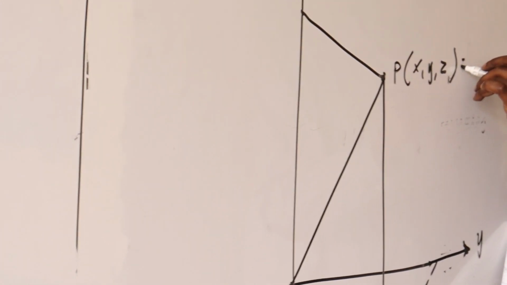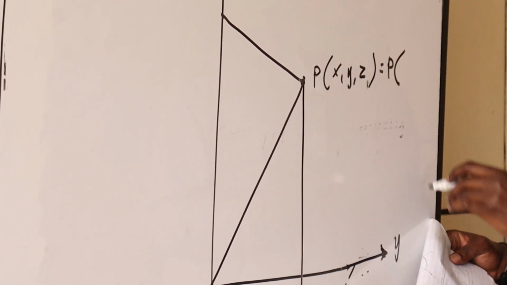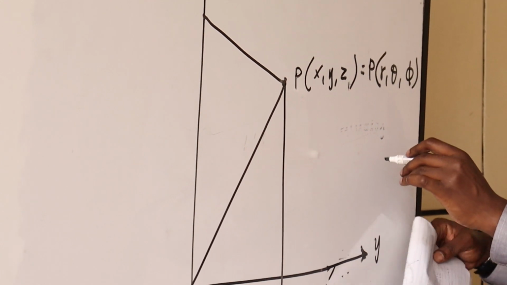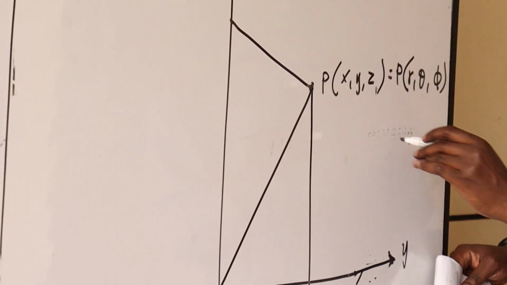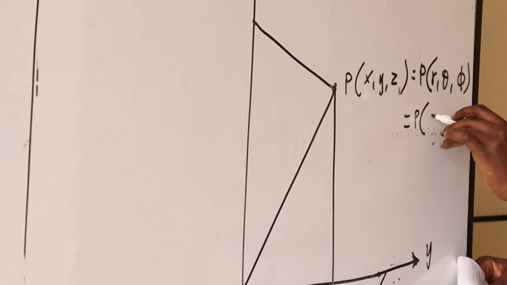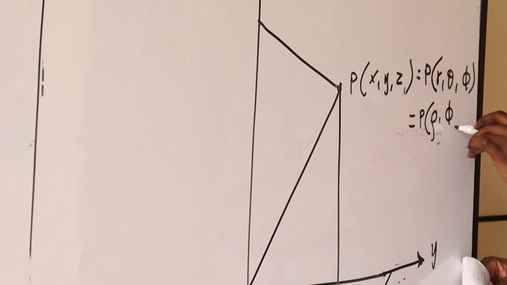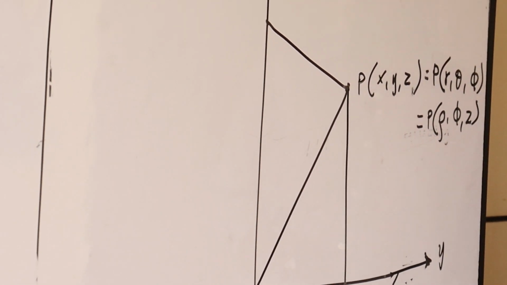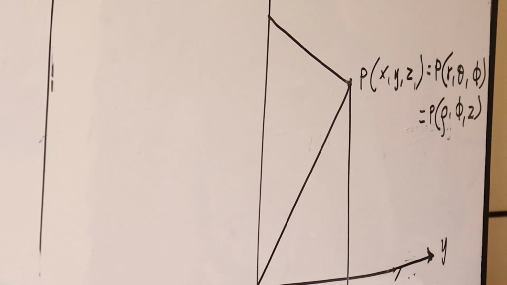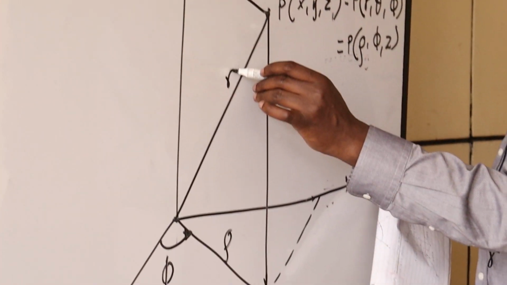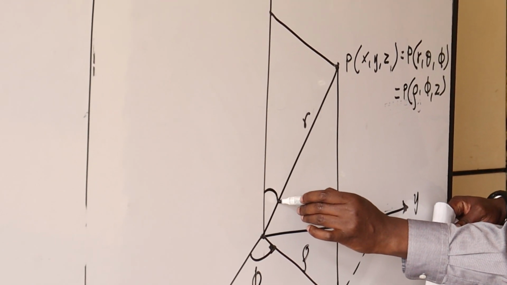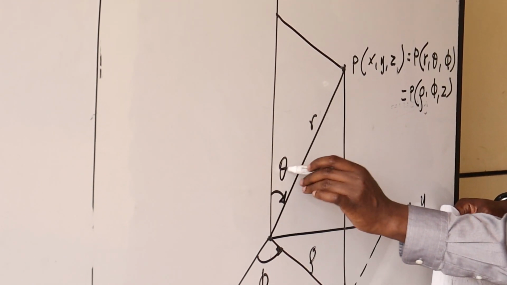coordinates, which is still P in r, theta, phi coordinates, which is still P in rho, phi, and z coordinates. So we have that as being rho. This should be the radius now of the sphere. Then this is the angle that the sphere makes with that point. We are also calling that our theta.